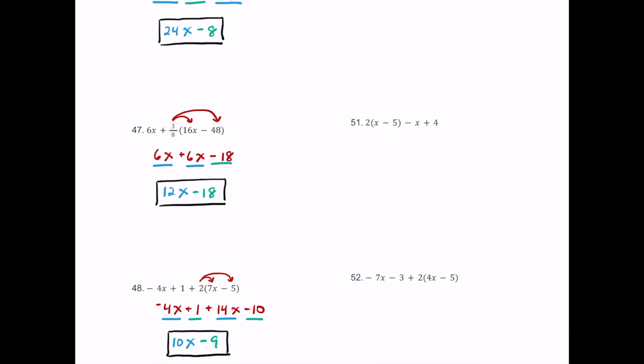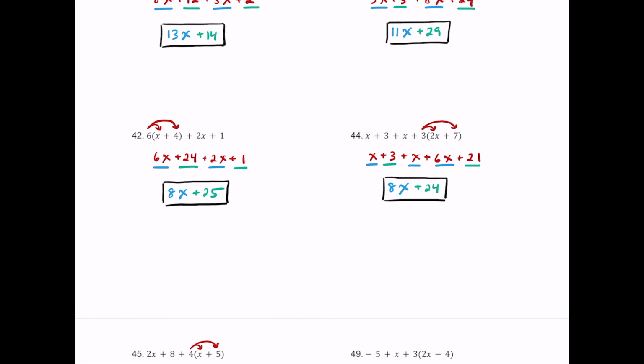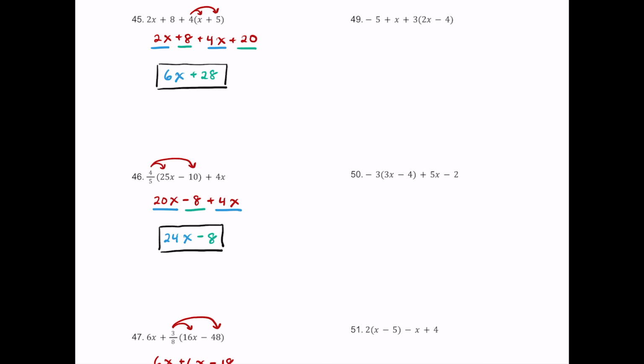All right, let's check out some more here. Let's stop at 49. And let's go ahead and distribute this 3 over to the 2x and 3 to the takeaway 4. So we have negative 5 plus 1x plus 6x take away 12. And we can go ahead and combine. We have 1x plus 6x. That's going to make a total of 7x. And then we have a negative 5 take away 12. That's going to be negative 5, and a negative 12 make negative 17. So we have 7x take away 17.